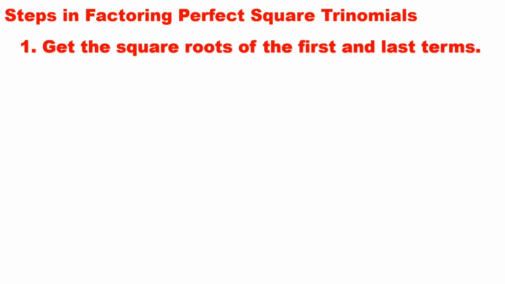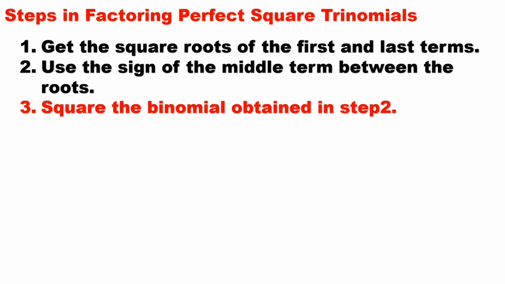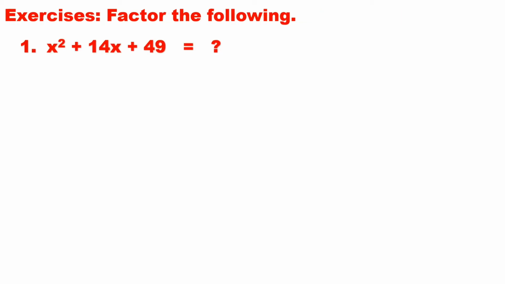Steps in factoring the perfect square trinomials. Step 1, get the square roots of the first and last terms. Step 2, use the sign of the middle term between the roots. Step 3, square the binomial obtained in Step 2. This time, let us discuss a few exercises.